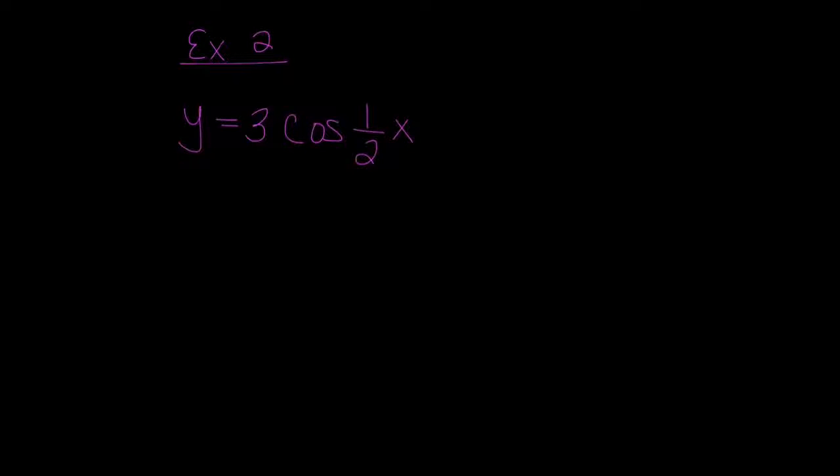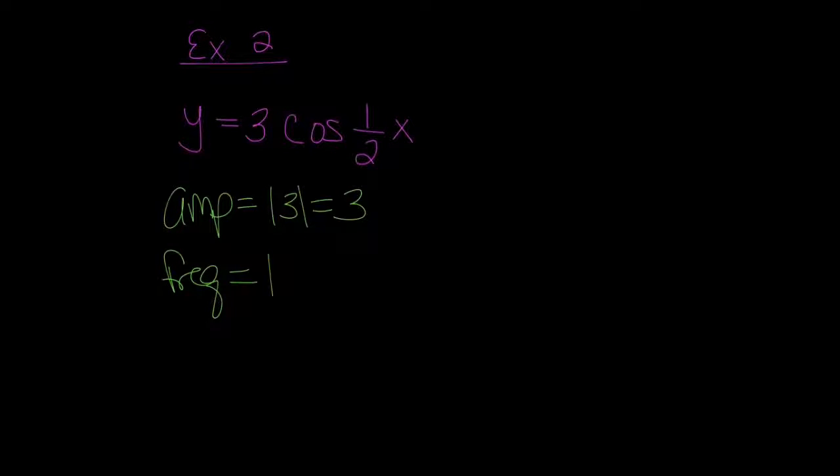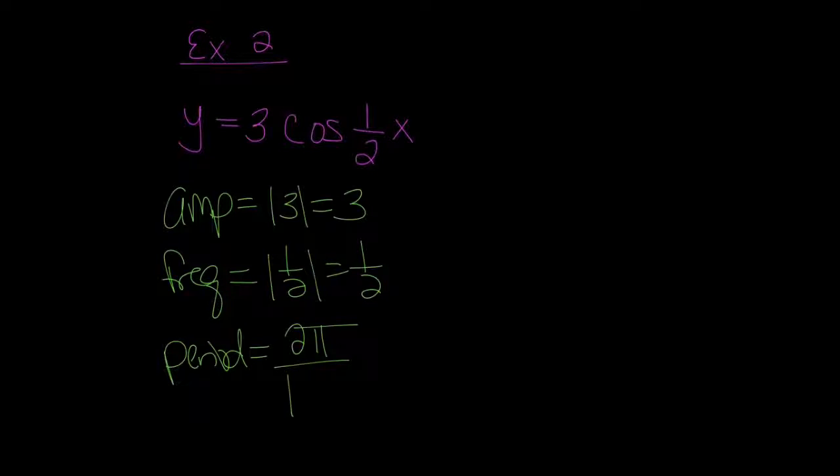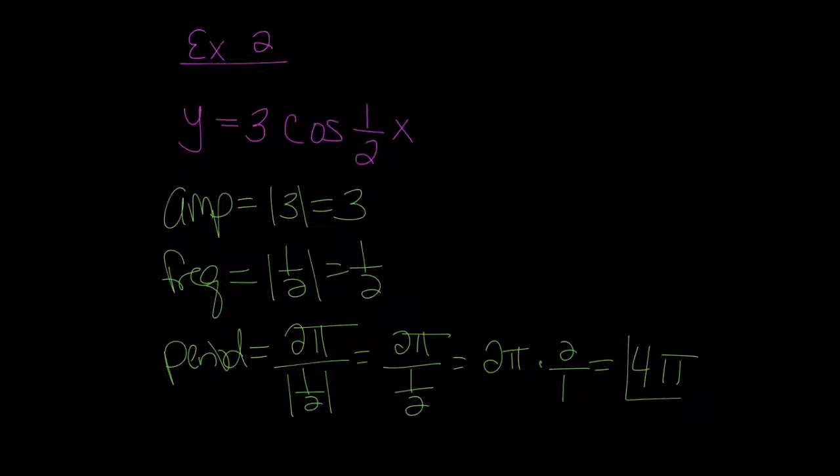For the next example, I'm going to also find my amplitude. My amplitude is the absolute value of 3. My frequency, which is the absolute value of b, would give me 1/2. And my period, which is the 2 pi divided by my absolute value of b, 2 pi over 1/2, what I would have to do is keep, change, flip, and this would give me a period of 4 pi. Now again, this all means something on the graph.